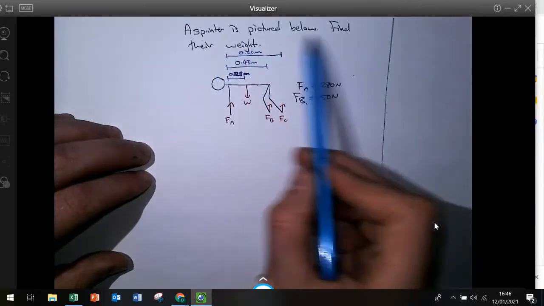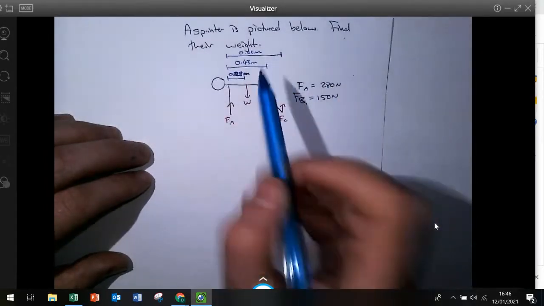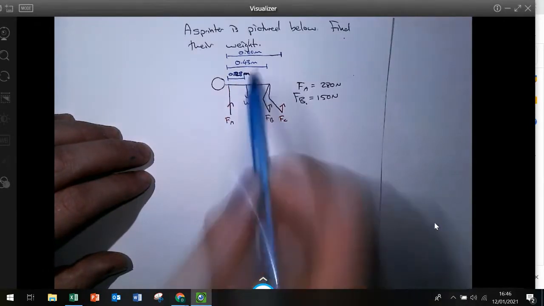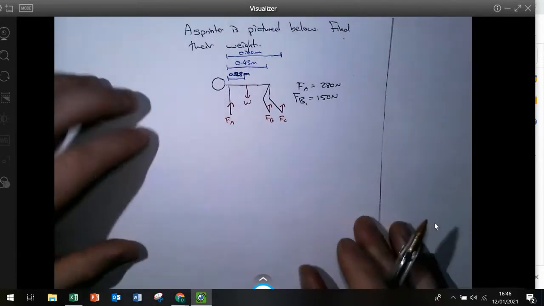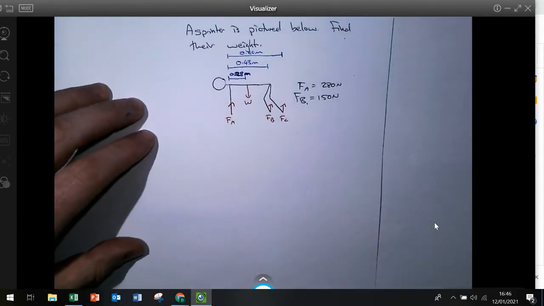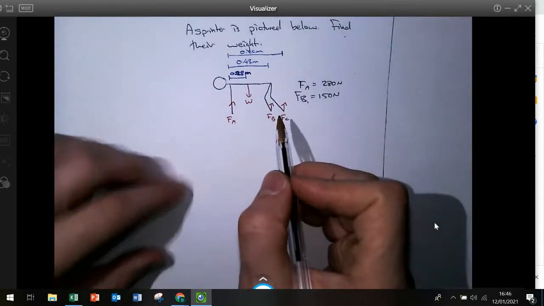Center is pictured below. Find their weight, and you have all of this information. This says 0.28 meters if you can't read it. Pause the video now and try the question. It might seem like you don't have enough information to answer this question, but you can answer it quite easily if you understand moments well.